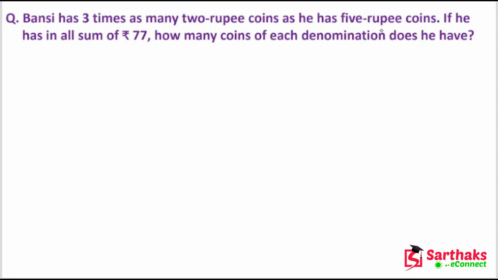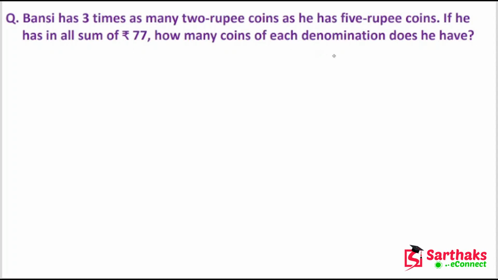Again, you have 10 5 rupee coins, and according to the question, you have 30 2 rupee coins. Now 1 2 rupee coin gives you 2 rupees, so 30 2 rupee coins would give you 30 into 2, that is 60 rupees. Now that 60 plus 50 should be 110. So that is the complete question. Now if he has in all a sum of rupees 77, how many coins of each denomination does he have?